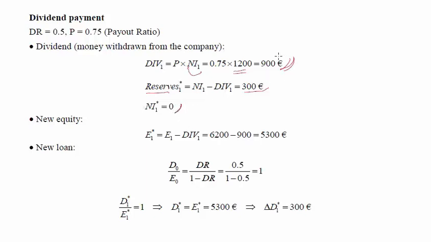Okay, so with these operations, there are also changes in the equity, for example. So the equity, the new equity after the payment of dividends, will be the previous one less the amount that was paid. That is, with the original capital and the net income, we had 6,200. Now we are distributing 900 euros. That means that the new equity will be lower than that in the end of the year, but still higher than that of the beginning of the year. So 5,300 euros.